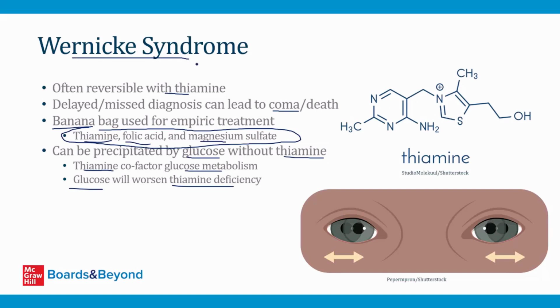And so once again, that's why when patients present with acute onset of confusion, or they appear to be volume depleted and malnourished, usually they're given a banana bag because you don't want to give those patients glucose without making sure you replace any thiamine that might be missing in the first place.